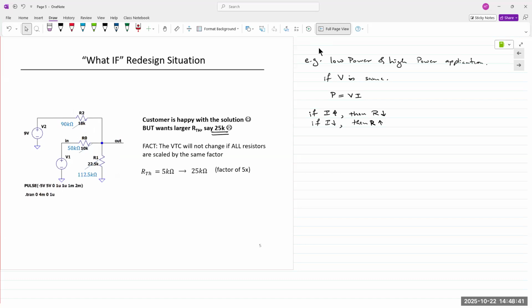If this was a high power application, that means the current needs to increase. If current needs to increase, that means we decrease the resistance. And so let's say you want an RTH of 1 kilo ohm instead of 5 kilo ohms, well, now we start with 2K and 2K in parallel. Okay, that's the change we would make. And this works because it's a linear resistive circuit. Does that make sense?